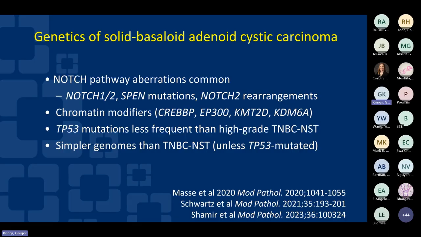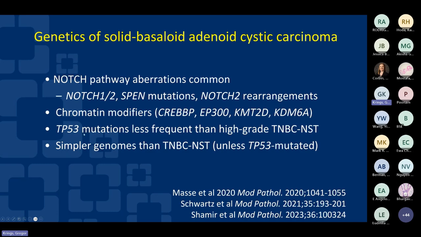And in addition to MIB alterations in terms of genetics, these tumors do have a very characteristic profile, although it's certainly not specific. They tend to have very frequent Notch pathway aberrations, including mutations in both Notch1 and Notch2 and other genes in the pathway. Mutations in chromatin modifiers, such as especially CREBP.